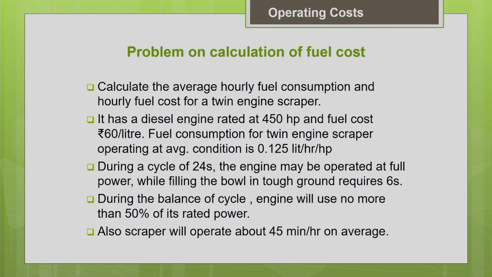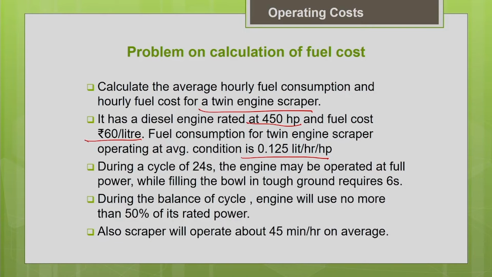Calculate the average hourly fuel consumption and the hourly fuel cost for a twin engine scraper machine. It has a diesel engine rated at 450 horsepower, and the fuel cost in that place is given as rupees 60 per litre. The fuel consumption for the twin engine scraper operating at average condition is 0.125 litres per horsepower per hour. The fuel consumption factor is given for this particular machine for the average working condition, so you can directly use it because it is given in the question. Otherwise you have to look for the equipment handbook.